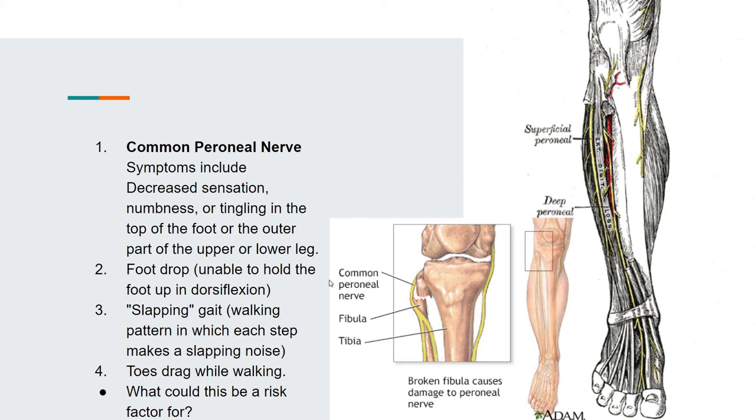And if you hear it on one side, you know that their problem is only on that other leg and not a central problem. So their toes drag while they walk. That's another problem. What could this be a risk factor for? What kind of problem could a patient also get from this? They could have falls, of course.